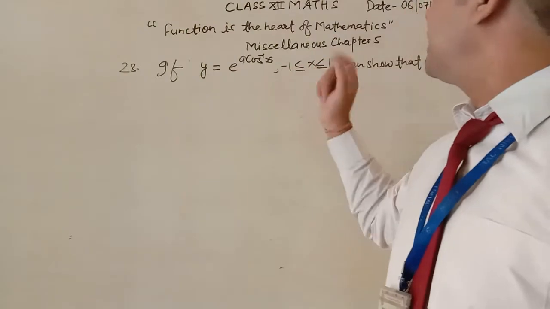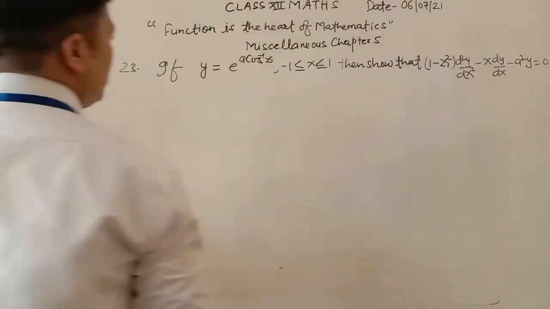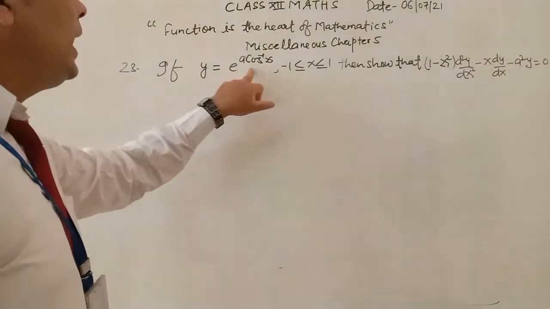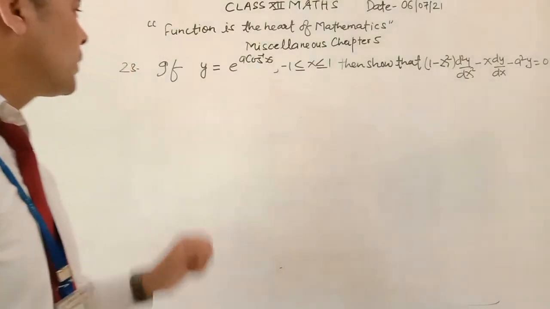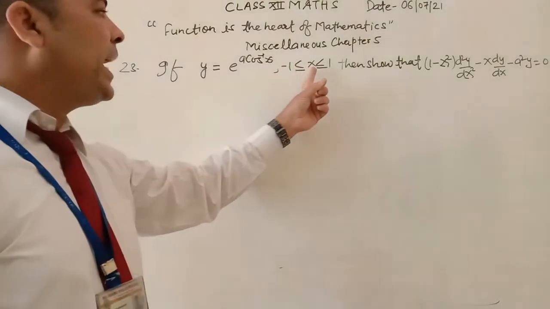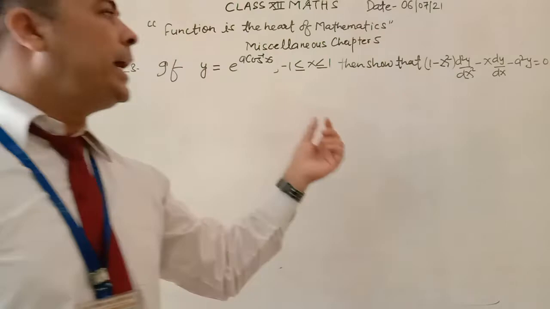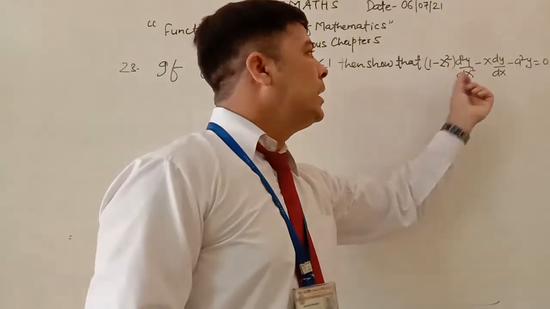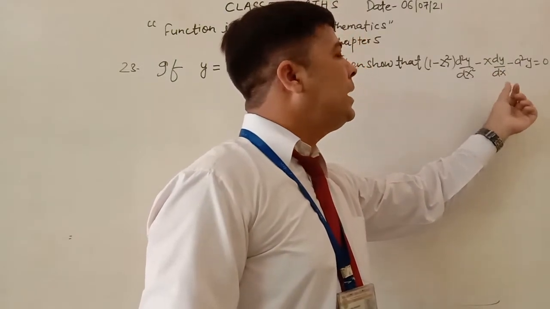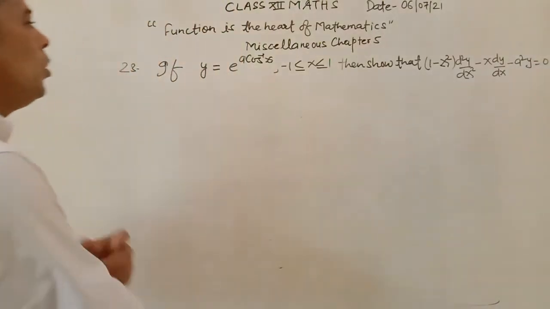This is the miscellaneous exercise and it is question number 23. If y is equal to e to the power a cos inverse x, where x is between -1 and 1, then prove that (1 minus x square) d2y upon dx2 minus x dy upon dx minus a square into y is equal to 0.